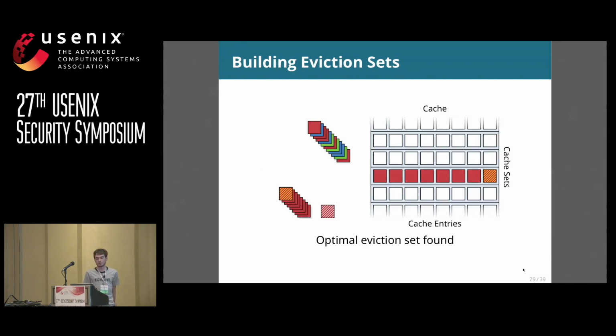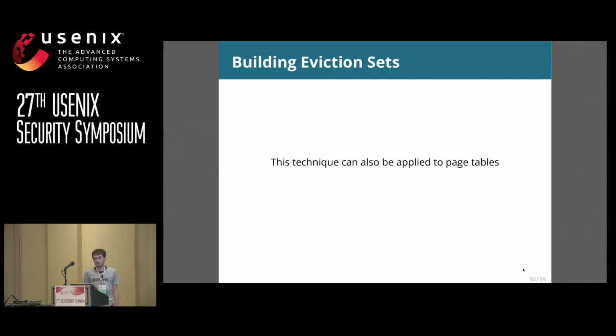So now we have an optimal eviction set, and the last step we can do is basically use this eviction set to filter the remaining pages from a set of pages. So now we're just left with blue and green pages. And we can proceed doing this to find an eviction set for every color in the cache. So for our talk, the only thing you really have to know is that the technique can also be used for page tables. If you really want to know the details, I invite you to read the paper.